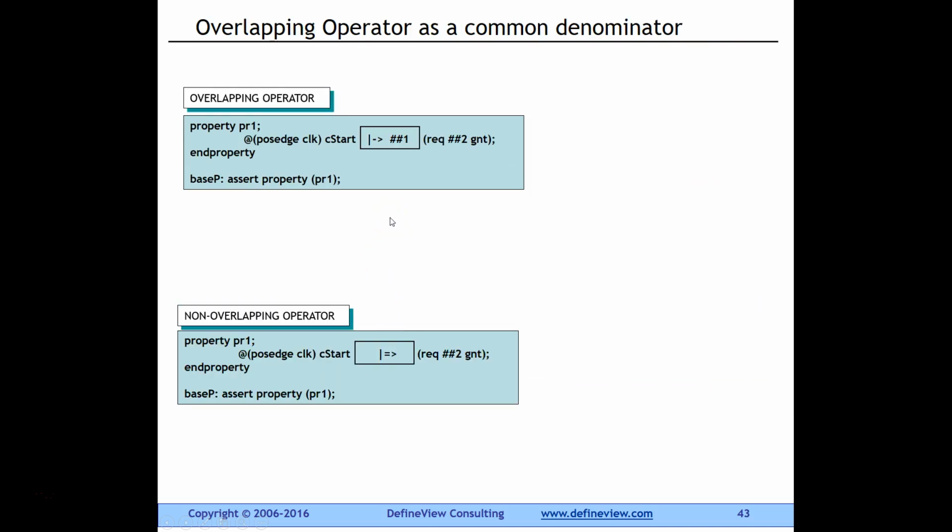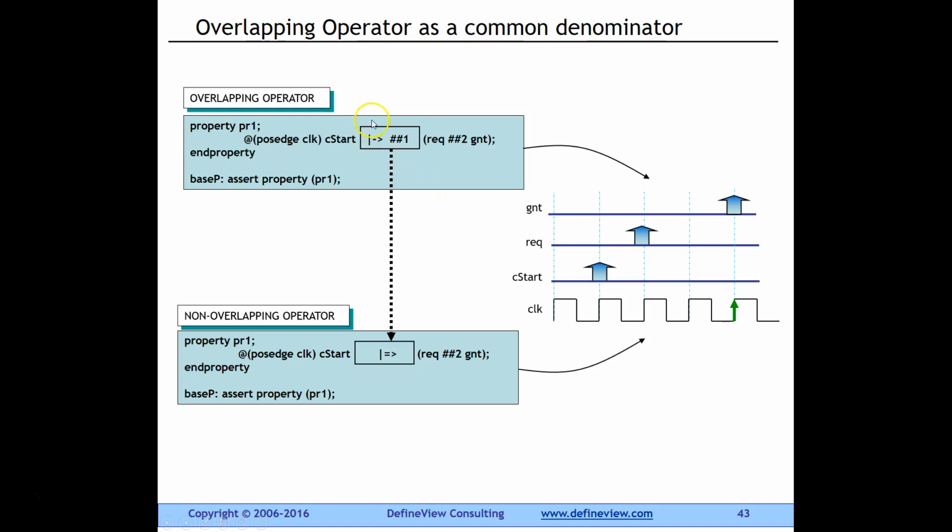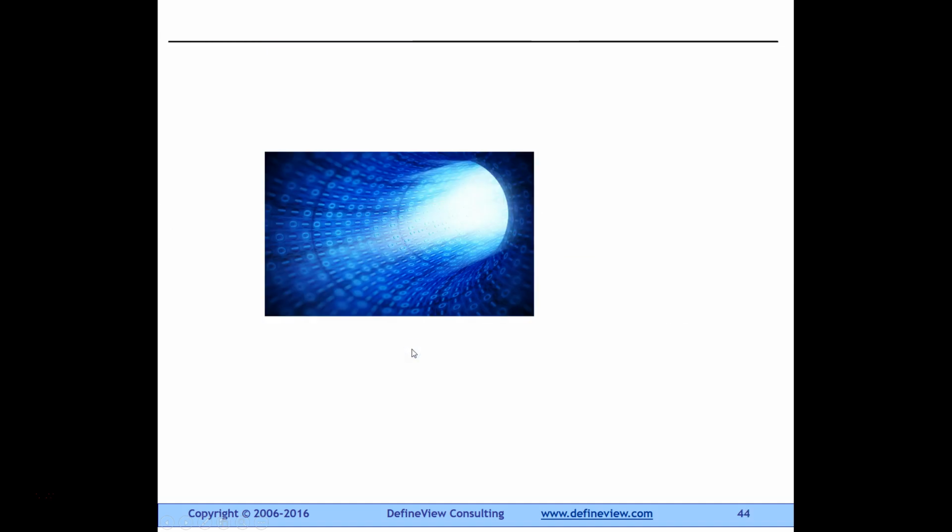Let me show you a very simple use. Now, overlapping means start the consequent at the same clock edge. But if you put pound 1, that means start at the same clock edge, but wait for 1 clock before you start executing the consequent, which is the same as the non-overlapping operator. And I'm pointing this out, which I'll explain in just a second. So the point is, if you use this, it is the same as the non-overlapping operator.